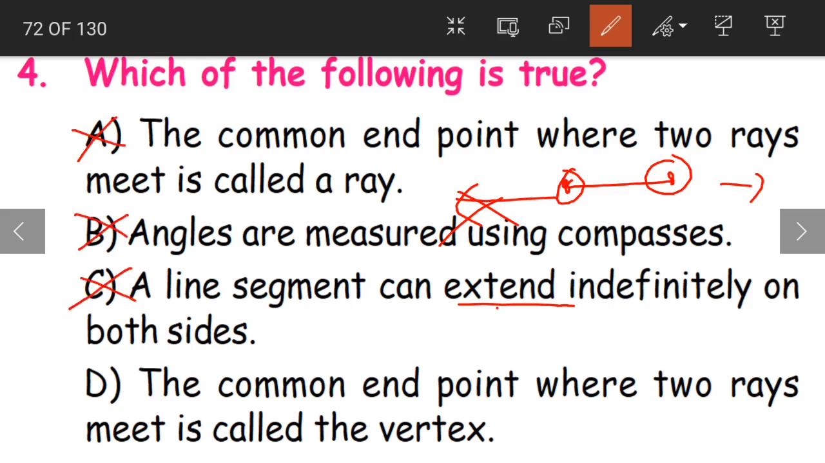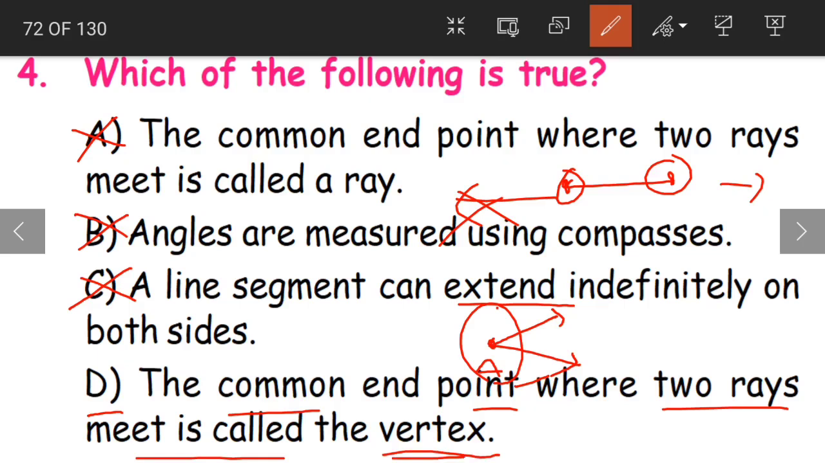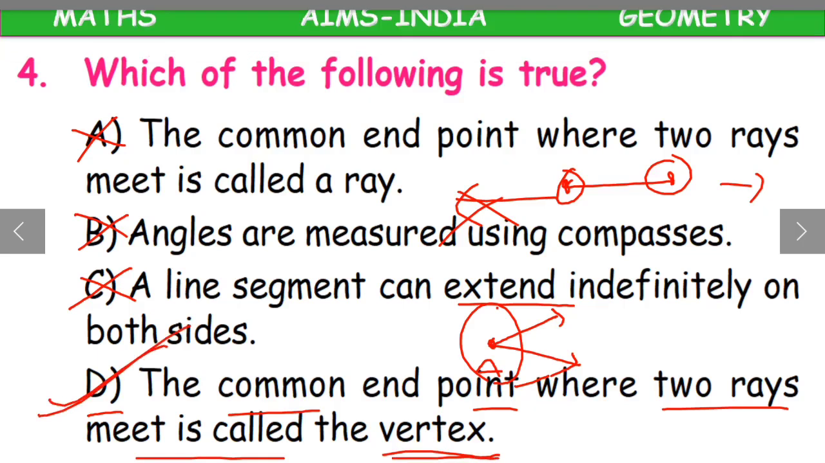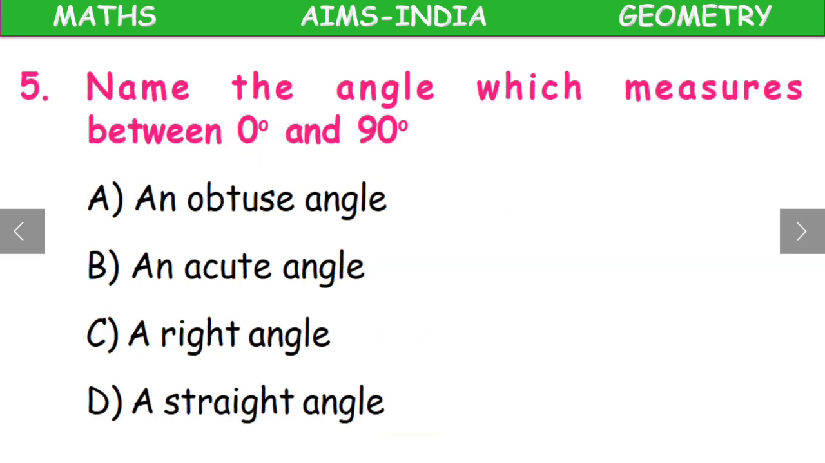Now coming to the last statement D, the common endpoint where two rays meet is called the vertex. Again, see, these two rays are meeting at our common point A. What is A called? A is called the vertex of it. So this is the correct statement. The common point here is called the vertex. So statement D is true.